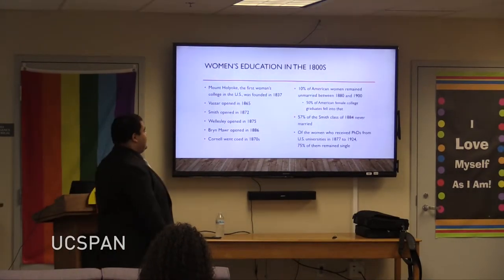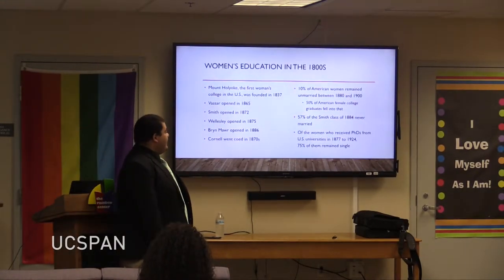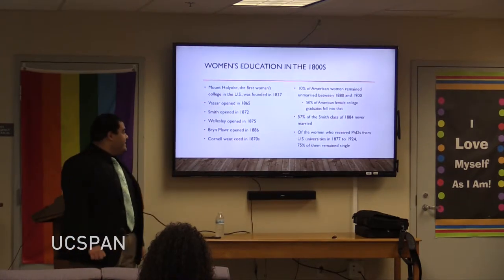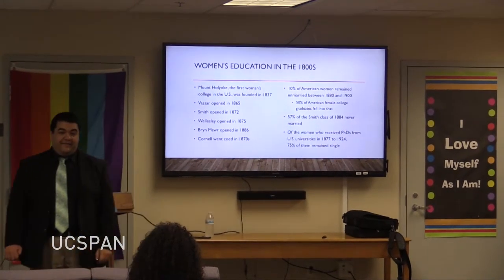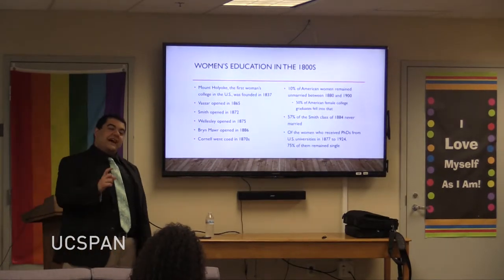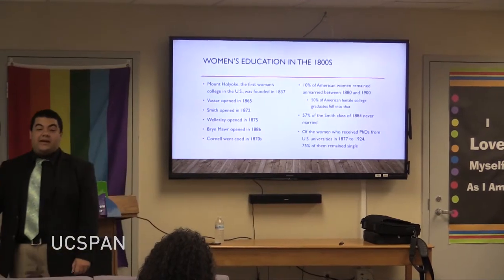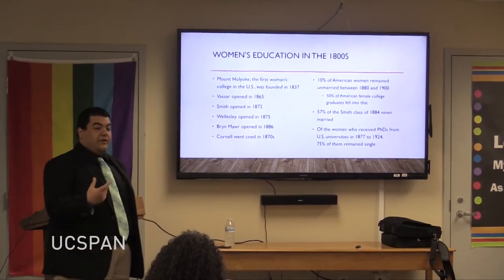57% of the Smith class of 1884 never married, and of the women who received PhDs from U.S. universities from 1877 to 1924, 75% of them never married. So this combination of statistics played into an image for the American public that well-educated women don't get married.